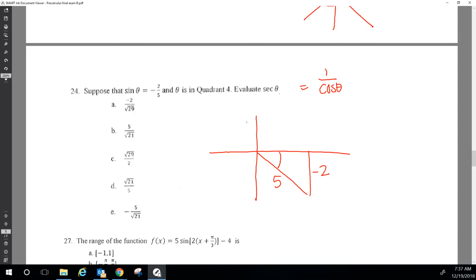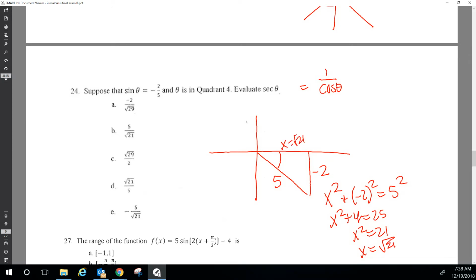To find this value here, we're going to use the Pythagorean theorem. So x squared plus negative 2 squared is equal to 5 squared. x squared plus 4 is equal to 25. x squared is equal to 21. x is equal to the square root of 21. And we know it's positive because we're in the fourth quadrant and x is positive. So cosine theta would be square root of 21 over 5.